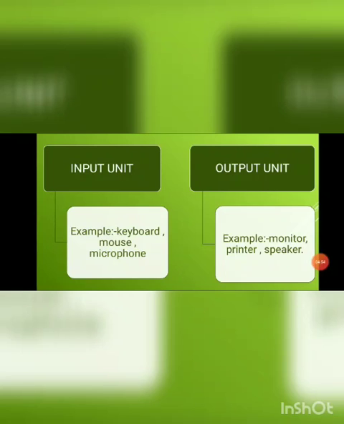Next point, what are the examples of input unit? Some of the examples are keyboard, mouse, microphone, etc. And what are the examples of output unit? Monitor, printer, and speaker. So these are the differences between input and output unit.